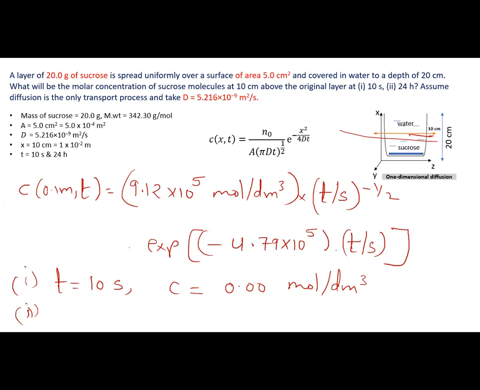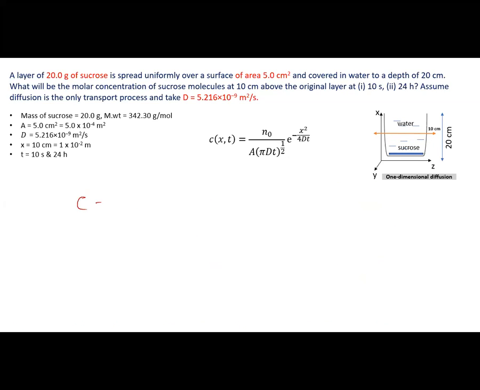And if you calculate this at time equal to 24 hours, but before that we need to convert the time hours into seconds. So 24 times 60 minutes per hour, and 60 seconds per each minute. That gives 8.64 times 10 power 4 seconds. So you plug in this value and then try to find the concentration. If you do that, concentration is equal to 0.0121 mole per dm cube.